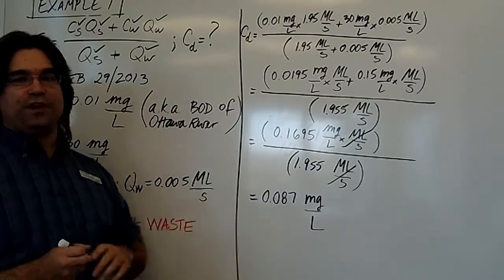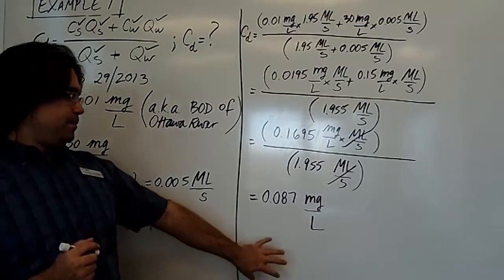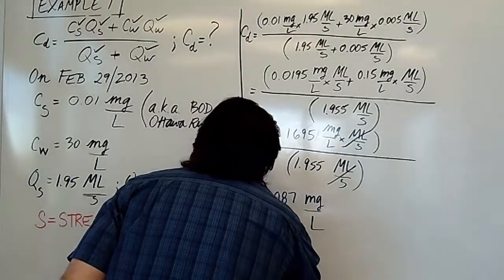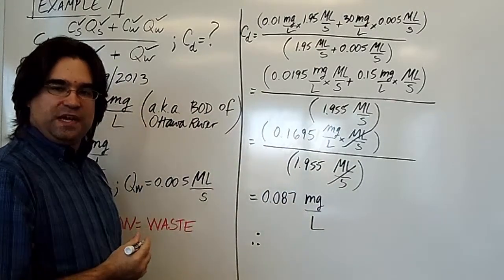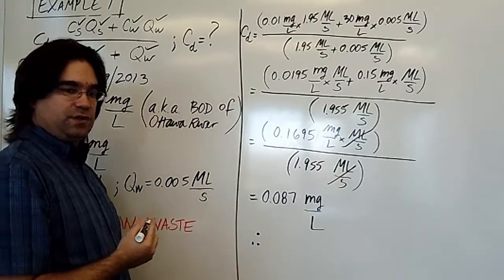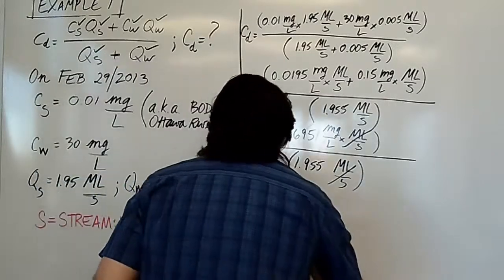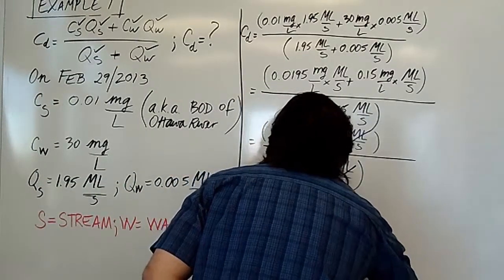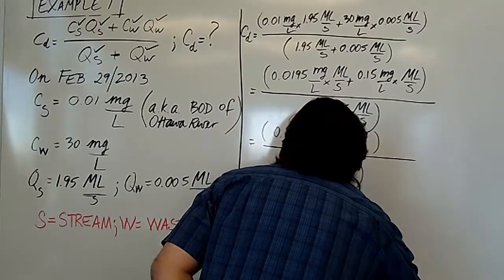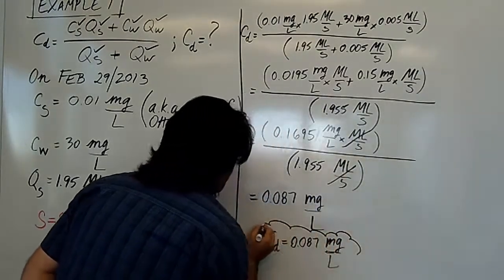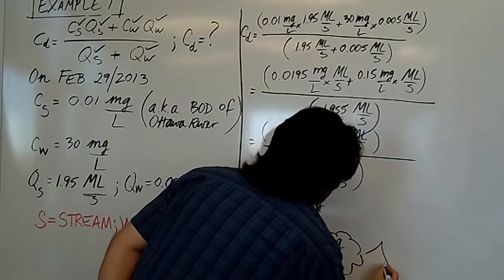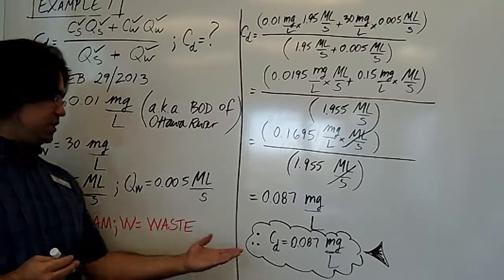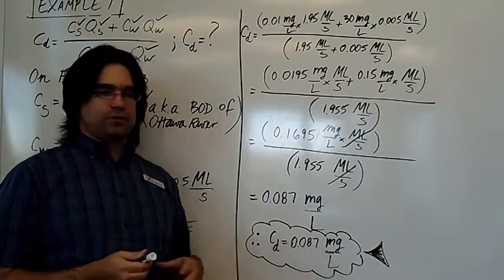Okay, we're not done yet. The final step would be providing a concluding statement. That is, expressing explicitly what your final answer is. Therefore, the diluted concentration is equal to 0.087 micrograms per liter.